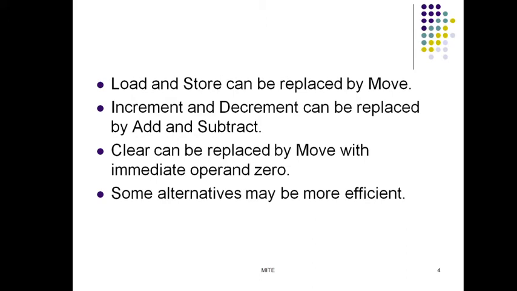Also this clear instruction can be replaced by a move instruction containing an immediate operand of 0. Immediate operand is nothing but writing it in terms of numbers. Therefore only 8 instructions would have been sufficient for all these purposes. But it is not unusual to have some redundancy in practical machine instruction sets.